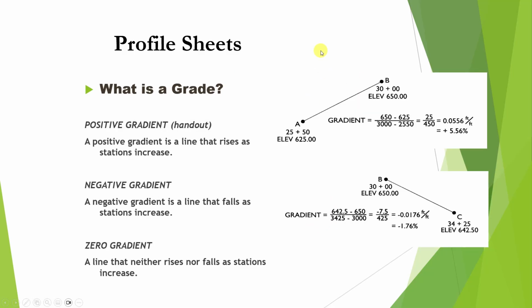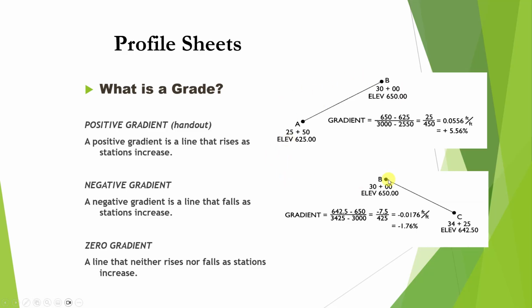Okay, more about the grade. What's a positive grade? Well, a positive grade is a line that rises as station increases. So we go from 25 to 30 on your stationing, and you see we're going up, and your elevation is going from 625 up to 650. So that's a positive gradient.